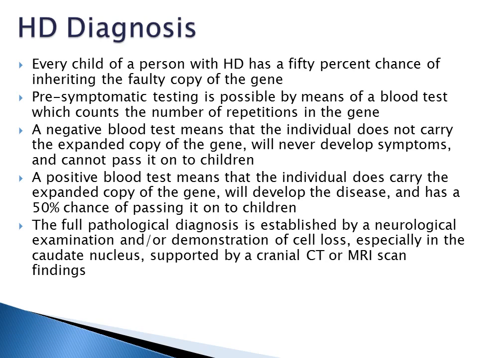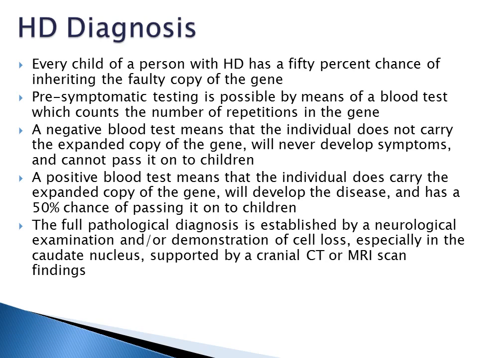Pre-symptomatic testing is possible through a blood test, which counts the number of repeats in the gene. A negative blood test means that the individual doesn't carry the expanded copy of the gene, will never develop symptoms, and can't pass it on to their children. A positive blood test means the individual does carry the expanded copy of the gene, will develop the disease, and has a 50% chance of passing it on to their offspring.